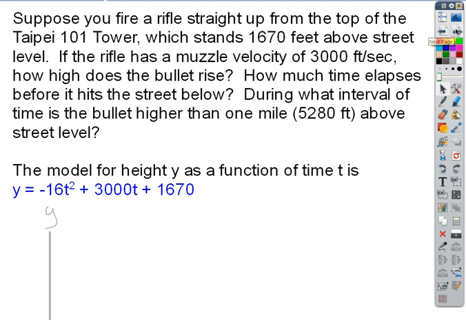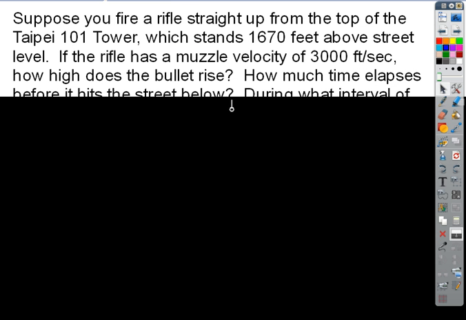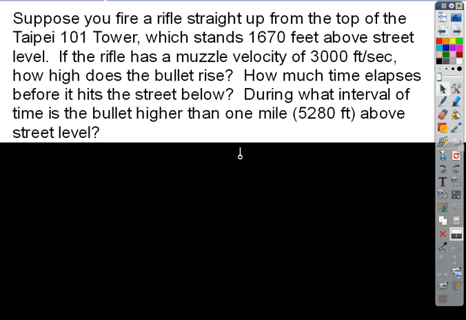Now, we're going to do some story problems like this. I want to try to make the class as practical as I can, so in the event that you're shooting a rifle off of a building straight up, you want to probably know what's going on. So if you were to fire a rifle straight up, I'm not endorsing this, but it's a good ballistics problem. It's kind of interesting.